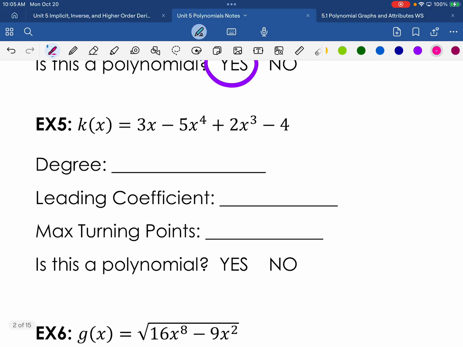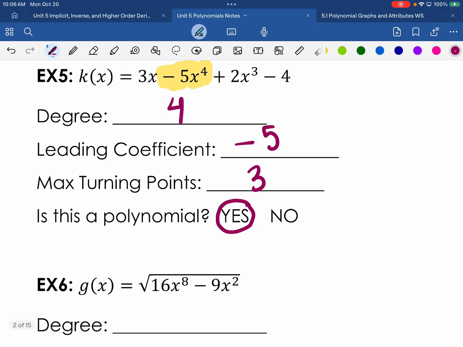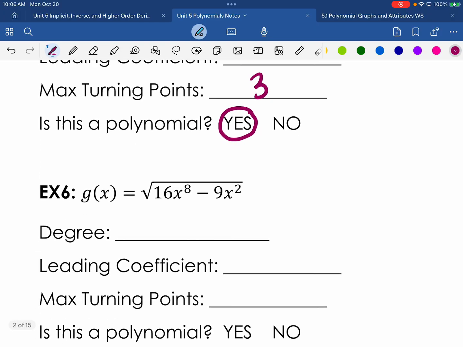Okay, let's go to number 5. Is that guy a polynomial? Yes. What's the degree? 4. What is the leading coefficient? -5. And how many turning points could you have? 3.